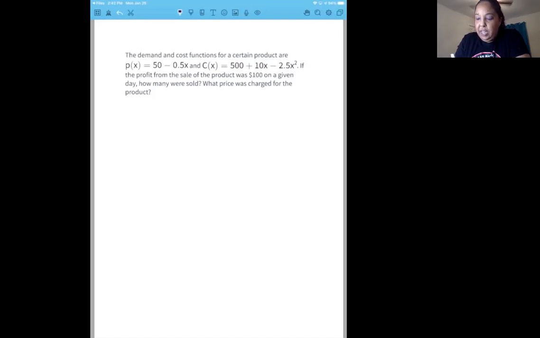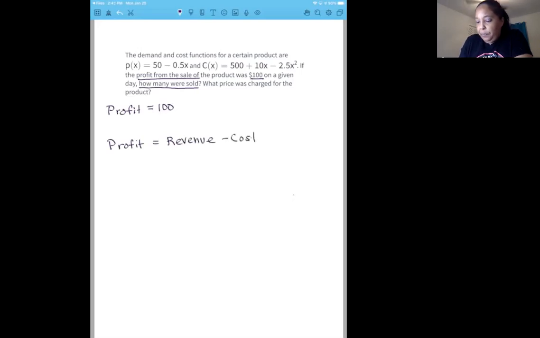All right, so the question is, how many were sold when the profit was $100 and what price was charged? So the first thing we need to know is the profit function because we need to set profit equal to 100. Now I know that profit equals revenue minus cost. Now we have a cost function, but we don't have a revenue function. So we need to come up with our revenue function.